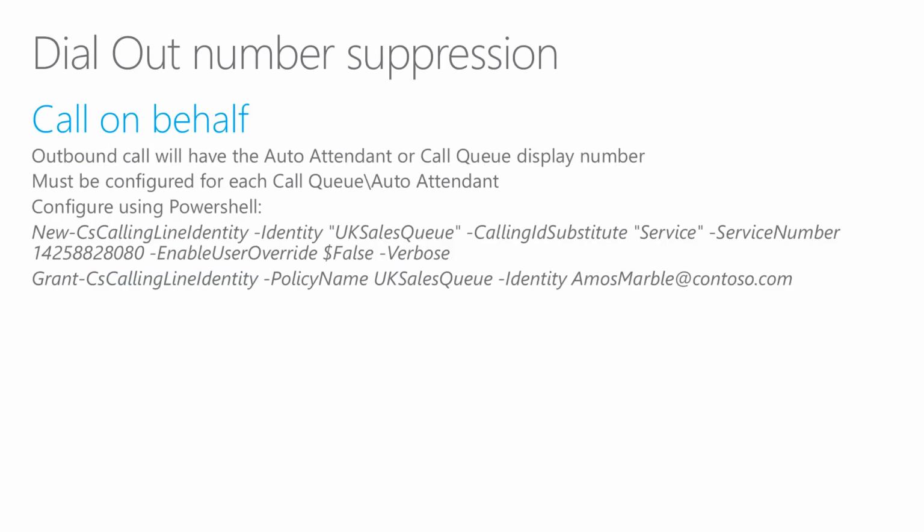If you want to suppress dial out numbers, that might be useful if you want your agents, when dialing out, to only show the company number and not their personal numbers. You can run this PowerShell commandlet for each call queue or auto attendant for which you want to configure this.